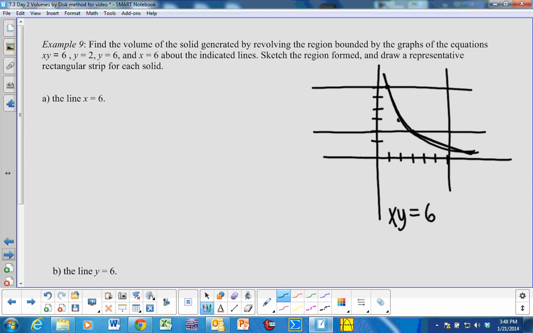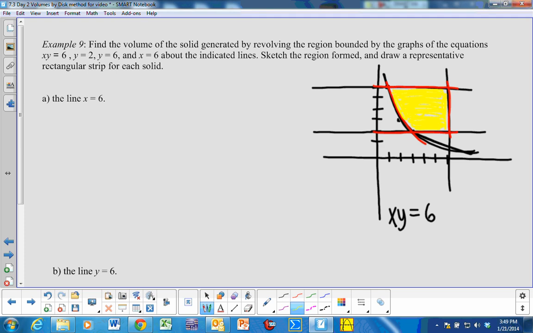So if I'm bounded by all of those things, so I'm bounded by y equals 6, y equals 2, x equals 6, and this line, now I can see the region. So the region that I have is right here. This is the part that I am revolving. Okay, so here is my region.